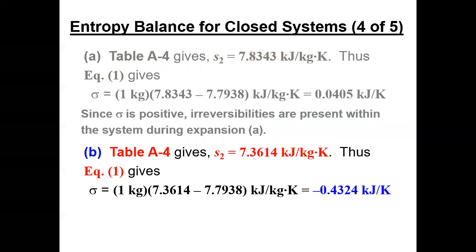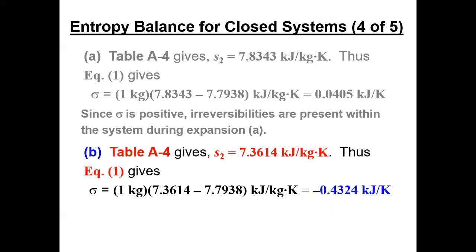Okay, so now we go back to table A4, and now we drop the temperature from 200 to 100. It's still 1 bar. We look up S2, which now becomes 7.3614. We plug it in. Oh my God, entropy decreased. Can't happen. Impossible process.